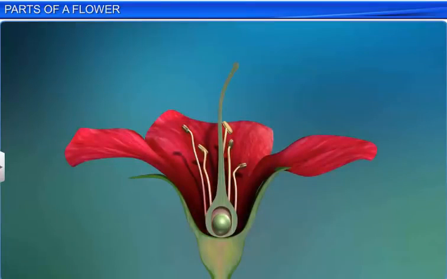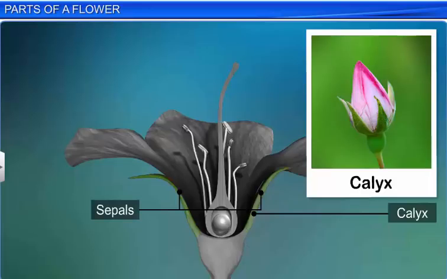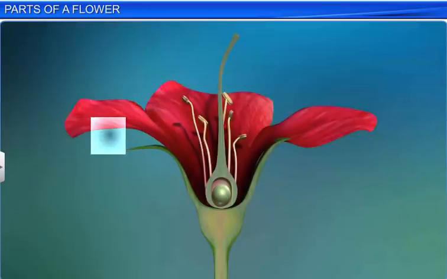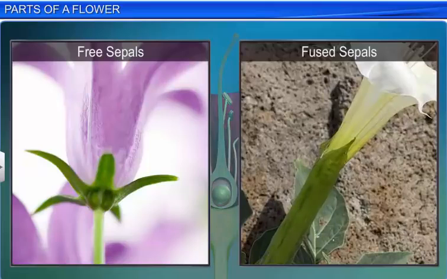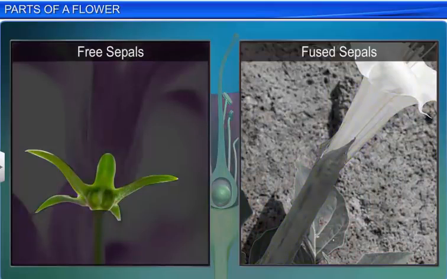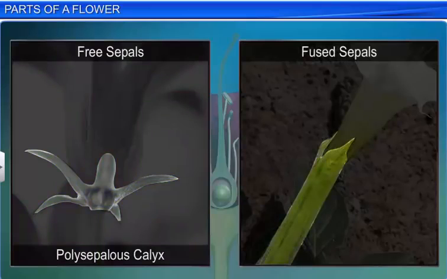The outermost whorl is the calyx, which consists of sepals that are green, leaf-like structures that protect the flower in its bud stage. The sepals can be either free or united. When free, the calyx is called polysepalous, and when united, the calyx is called gammosepalous.